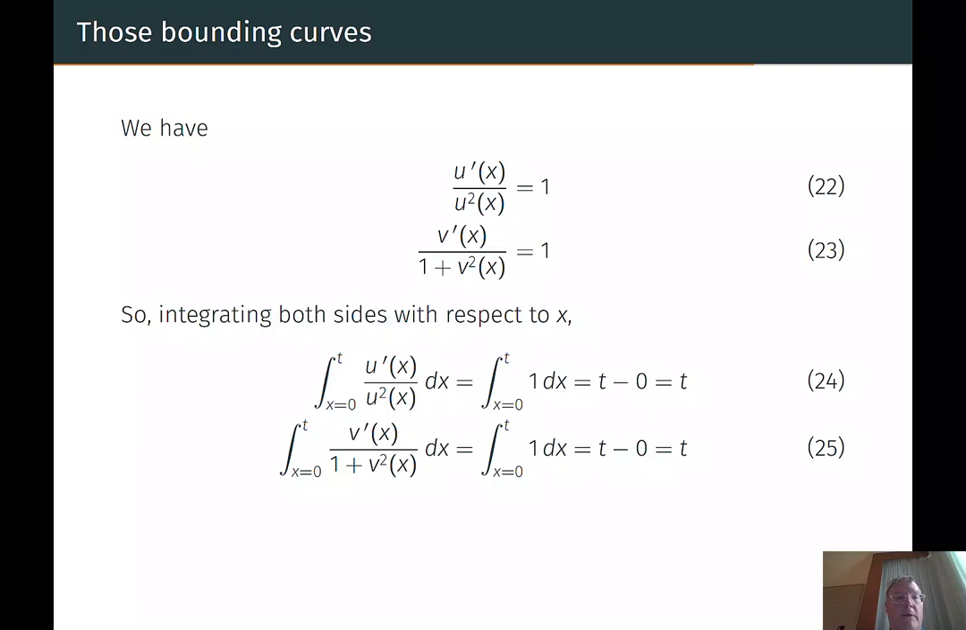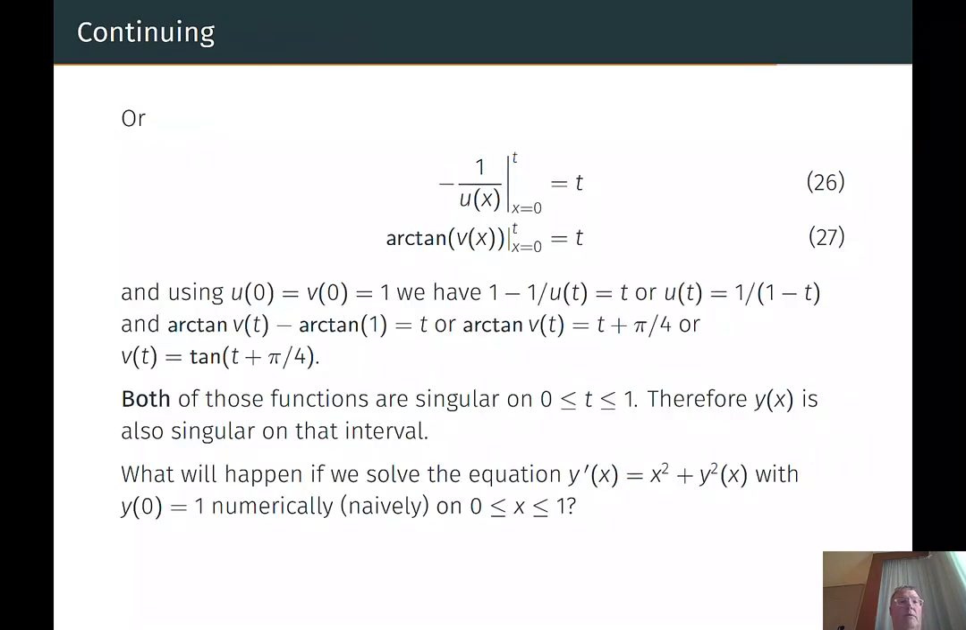But on the right-hand side, we're integrating from x equals 0 to t of 1. Well, I can integrate 1. Integrate 1, you get x. And so x at the upper limit is t, and x at the lower limit is 0. So you get t minus 0, which is t. So on the right-hand side, we get t. And in the second equation, the right-hand side is the same. So again, we get t. So now we've got these two integrals to do, u prime over u squared and v prime over 1 plus v squared. In both cases, change of variable does it for us.